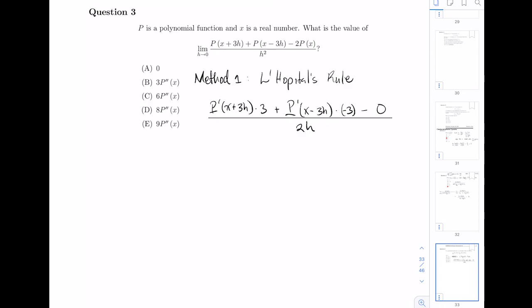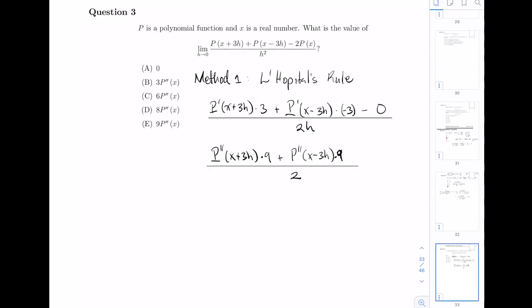All right? So let's go. So differentiating my numerator again, I end up with p prime prime of x plus 3h, and I'm applying the chain rule here, guys, right? Times 9, plus p prime prime of x minus 3h times positive 9, because negative 3 times negative 3 gives you positive 9. And I'm dividing all of this by 2.